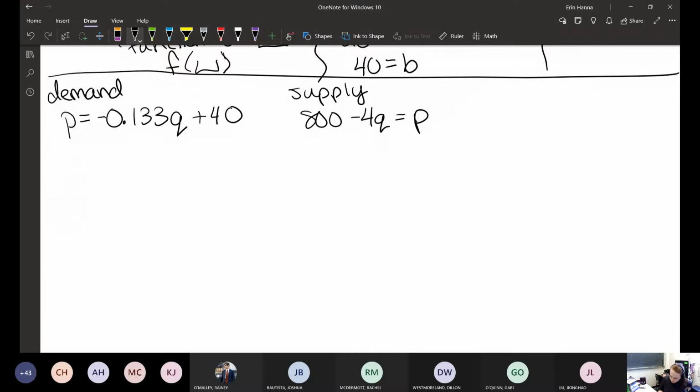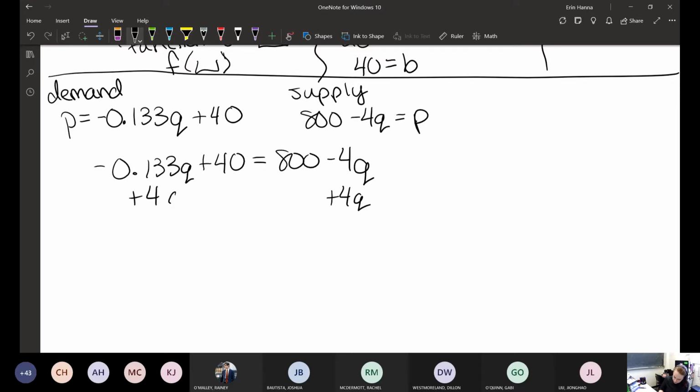So if we want the equilibrium point, we're going to set these two things equal to each other, and I'll go ahead and just keep using the decimal value that I have here. Might make our value slightly different. Nope, that should be a Q. So I would add the 4 over to the other side, the 4Q, I should say.